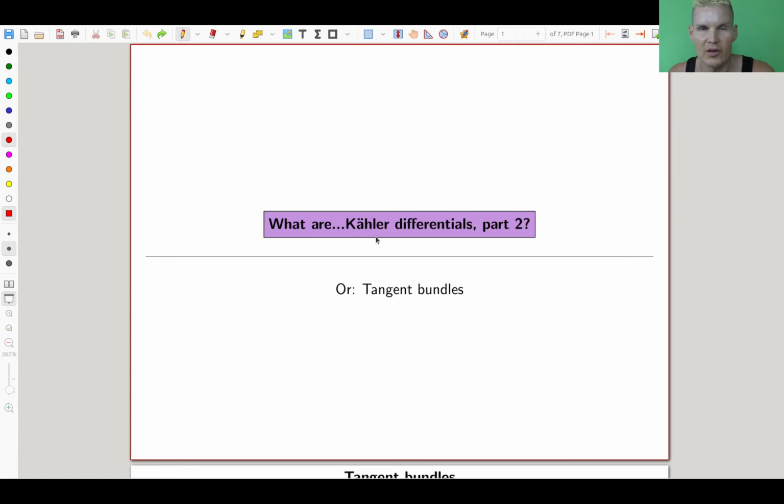Okay, welcome everyone to this continuation of what is algebraic geometry. Today I would like to tell you again about the differentials. Because why do we even define differentials? Well, you define differentials because differentials actually give you the way to compute the tangent.